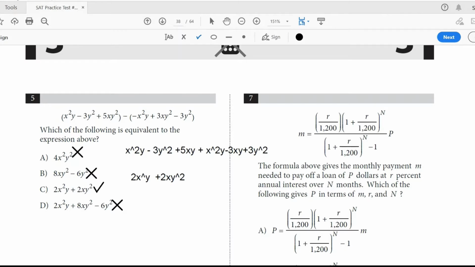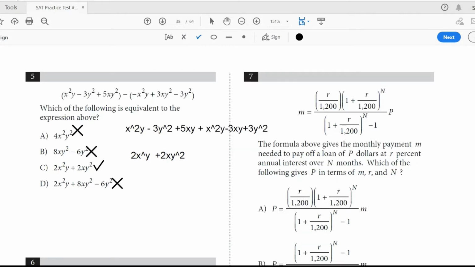Question number 7. We have this quite large formula, which looks pretty daunting, but let's start out anyways. M equals R over 1,200 multiplied by (1 plus R over 1,200) to the power of n, divided by (1 plus R over 1,200)^n minus 1, multiplied by P. The formula above basically gives a monthly payment of M needed to pay off a loan of P dollars at R% annual interest over N months. Which of the following gives P in terms of M, R, and N?